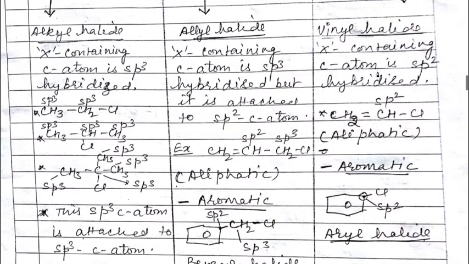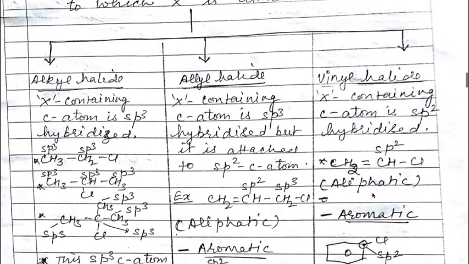Third type of halogen derivatives are vinyl halides. These are those halogen derivatives in which halogen containing carbon atom itself is sp2 hybridized. Look at this example. This carbon which is attached with chlorine, this carbon atom itself is sp2 hybridized as it has double bond. So this is the example of aliphatic one, vinyl chloride, and our aryl halide compounds come under this category. Chlorine is attached to benzene ring and carbon of benzene is sp2 hybridized, so it is called as an example of aromatic vinyl halide.